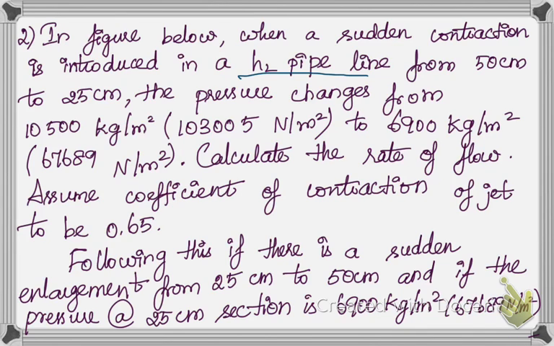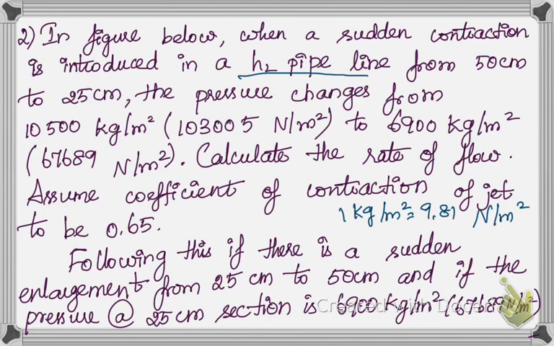So if kg per meter square is given to you, and if you want to convert it into Newton per meter square, you have to multiply it by 9.81. That is, 1 kg per meter square will be equal to 9.81 Newton per meter square. So if the given value is in kg per meter square, just multiply it by 9.81 to get the value in Newton per meter square. They might not have given the Newton per meter square value. If that is the case, simply multiply by 9.81 and get the value in Newton per meter square.